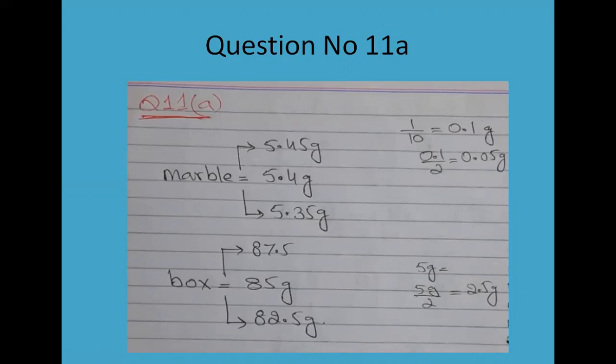So the box is 85 grams, and it is correct to the 5 grams. First of all, I will take 5 grams and divide it by 2, you get 2.5 grams. This will be added to this measurement. You get the upper bound, 85 plus 2.5, that gives you 87.5. That's the upper bound of the mass of the box. And from 85 grams, subtract 2.5 grams, you get 82.5 grams. That's the lower bound of the mass of the box. So this is how you complete that table. Hopefully you will be able to do that.